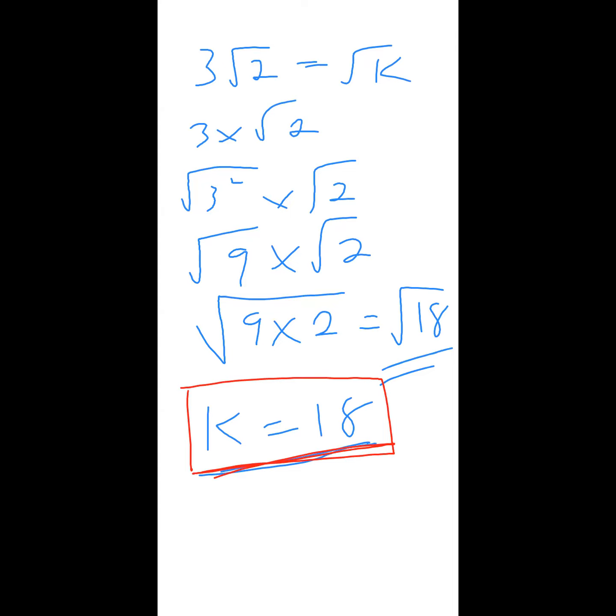Square root of 18 will give you square root of 9 times 2. Square root of 9 is 3. And then you have that.